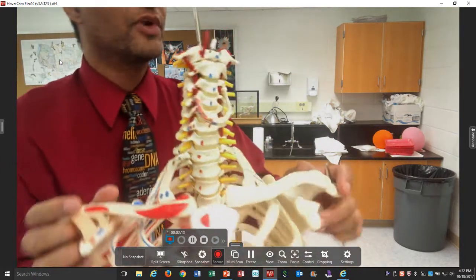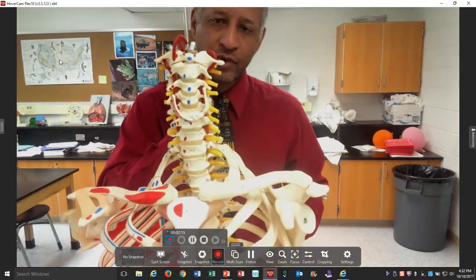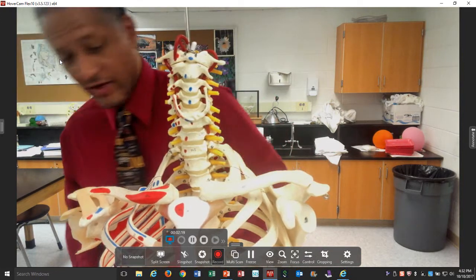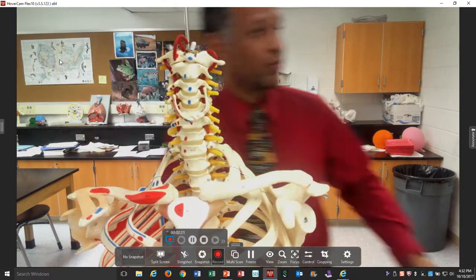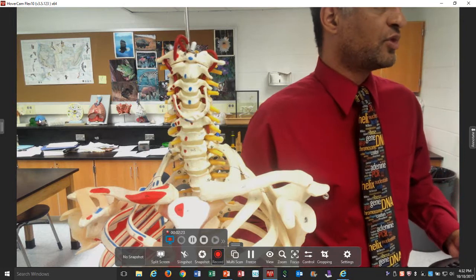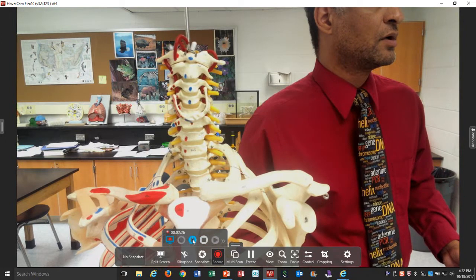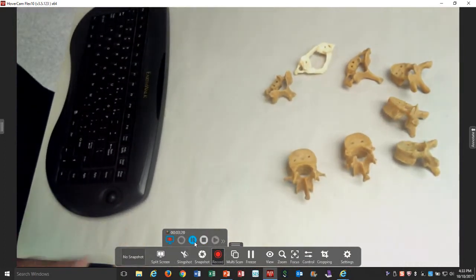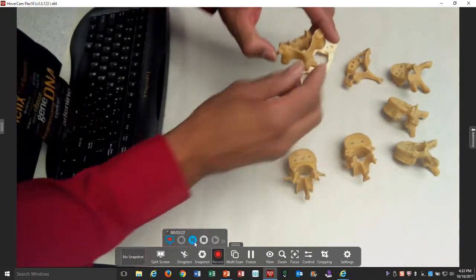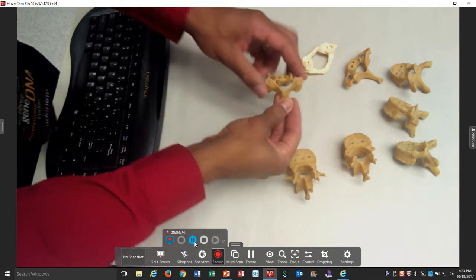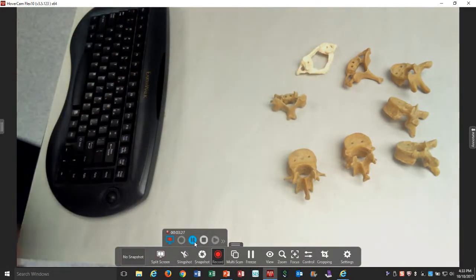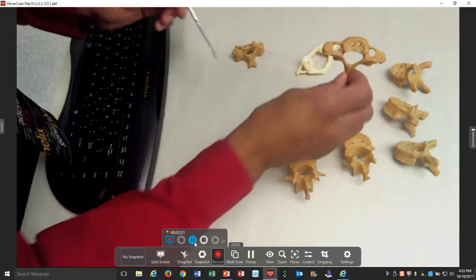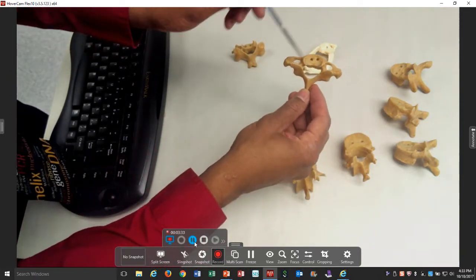Now let's run through the cervical vertebrae, and the thoracic and the lumbar. I think I'm going to reposition this for a second, so let's just pause. Okay, what do we see here? This has a foramen in the transverse process. This is not a good one. This has a foramen in the transverse process.